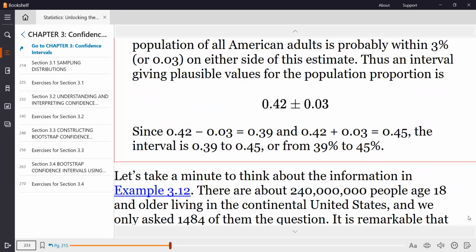Everybody clear on that? That is the traditional way of doing it. This is the traditional way. This is not StatKey. Just want to show you another example of this. All right, so this is how they do it.